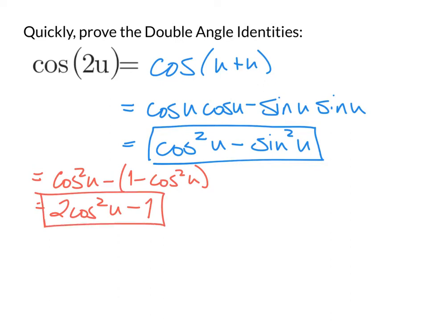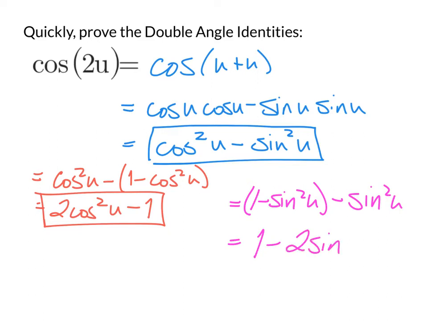The third one would be if we took that cosine squared minus sine squared and used the Pythagorean identity on cosine squared, which is 1 minus sine squared, minus the other sine squared. That will, of course, simplify to 1 minus 2 sine squared of u. So we'll have three different versions for the double angle identity for cosine.